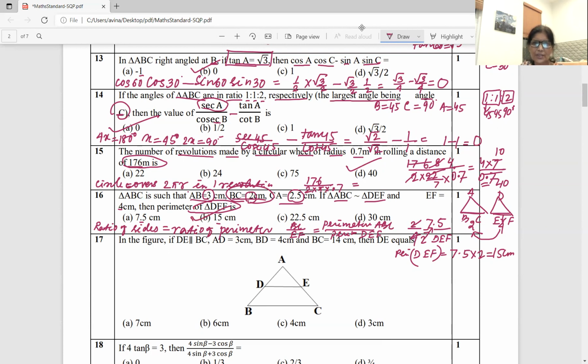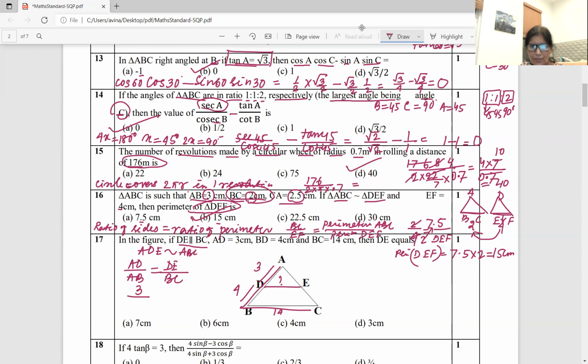Next is question number 17. इसमें थोड़ा मैंने लिख दिया writing के ऊपर, थोड़ा आपको पड़ेगा. DE is parallel to BC. AD दिया है 3, BD दिया है 4, और BC दिया है 14. DE कितना है? Just simple, आप अगर इतना याद रखेंगे कि ADE triangle similar होगा ABC के साथ. तो इसलिए AD ratio AB, पूरा ratio is equal to DE ratio BC. तो AD 3 है, और AB कितना हो गया?